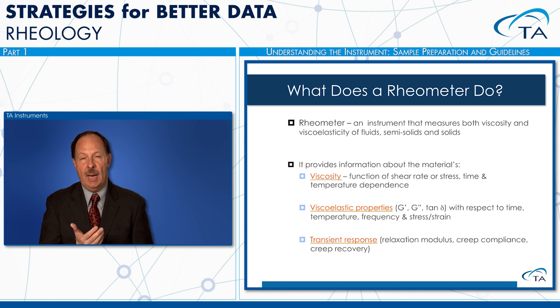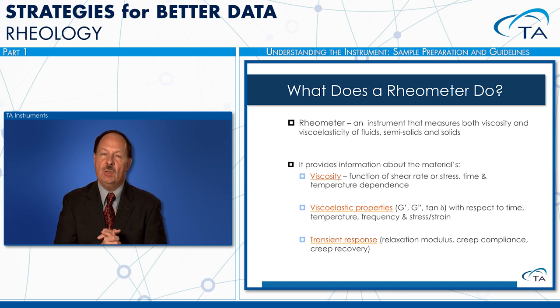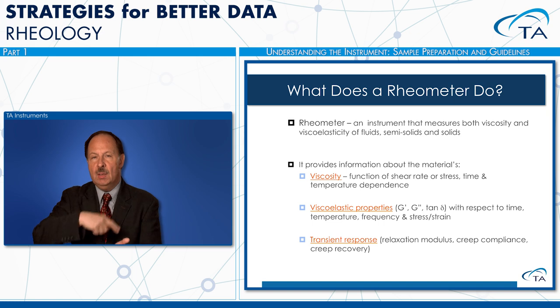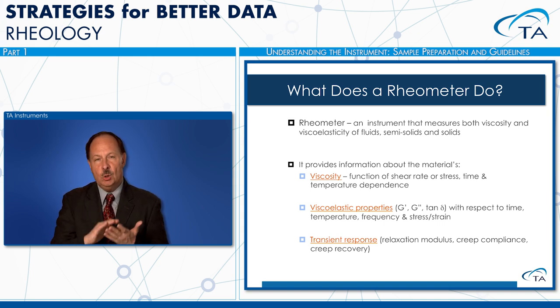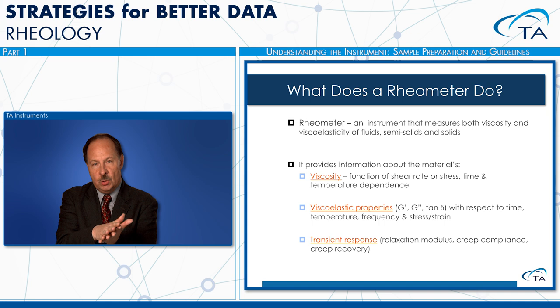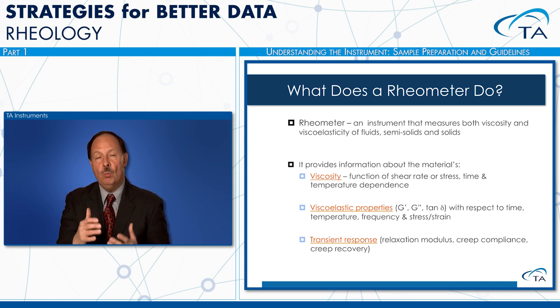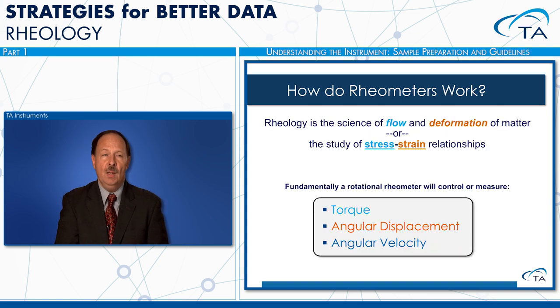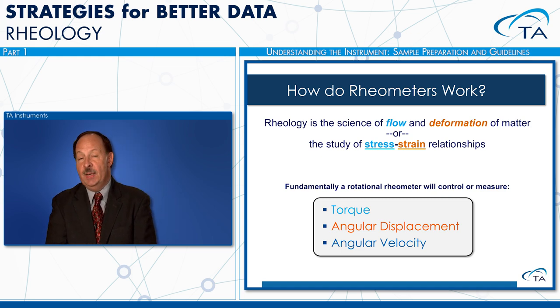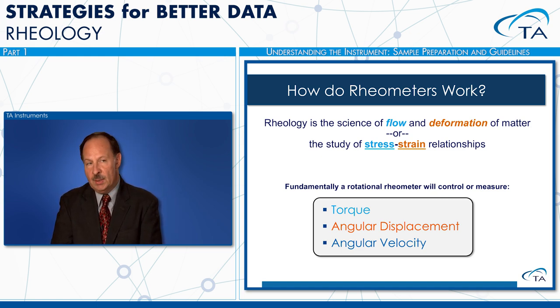We have transient responses, which are unidirectional tests. Okay, viscosity testing up here, typically that's a unidirectional test. Viscoelastic testing is usually done in a dynamic mode of testing. Transient is unidirectional, where you do stress relaxation, you deform and hold, as well as applying a stress or a torque and looking at the amount and the rate of deformation, which is what we call a creep test in transient testing.